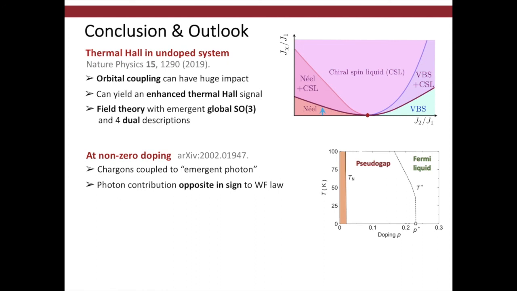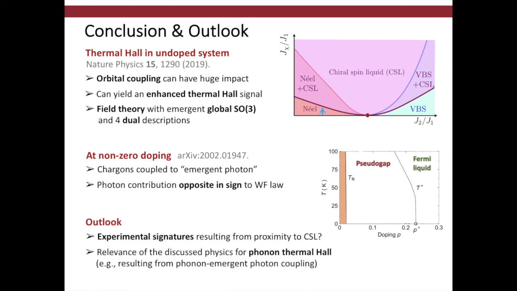Naturally, there are many follow-up projects that remain for future research. For instance, it's interesting to investigate possible additional experimental consequences, such as for neutron scattering experiments, of the proximity of the magnetically ordered phase to a chiral spin liquid. Furthermore, as phonons are known to yield significant contributions to the thermal Hall conductivity, it seems worthwhile exploring the relevance of the physics discussed here to phonon-mediated thermal Hall conductivities, which can, for example, arise from a coupling between the emergent photon and the phonons of the system.